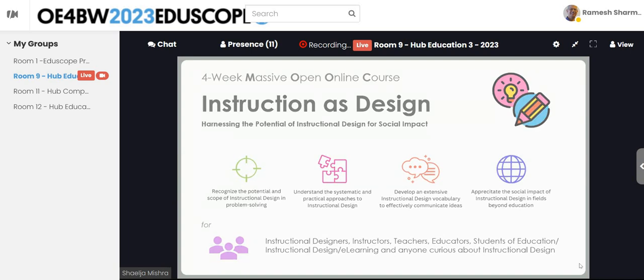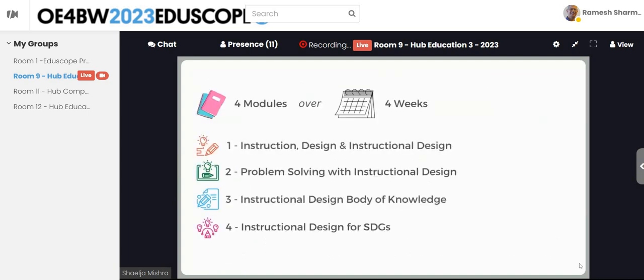Now we'll get to the structure of the course. The course has 4 modules over 4 weeks. The first module deals with what exactly is instructional design, how it has evolved as a field over time, what it means to work as an instructional designer, that is what the skills involved, what are the responsibilities, and also what it means to work with an instructional designer. What expectations can you have for them?